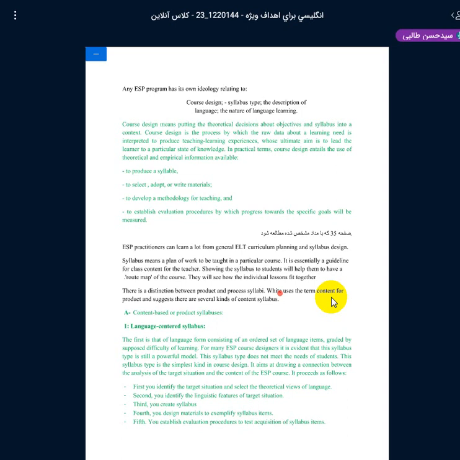Therefore, in this type of syllabus, which is the simplest version of the syllabus, what matters is learning the structural aspects of language. What we do in this type of syllabus is to analyze the target situation and see what type of vocabulary and grammar is suitable for the target situation.